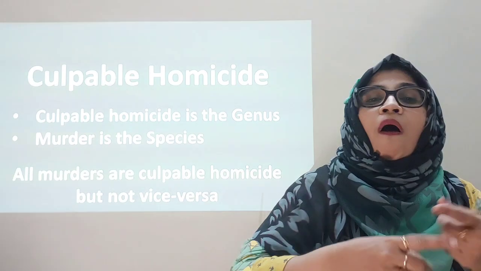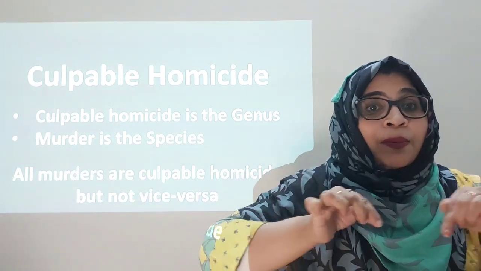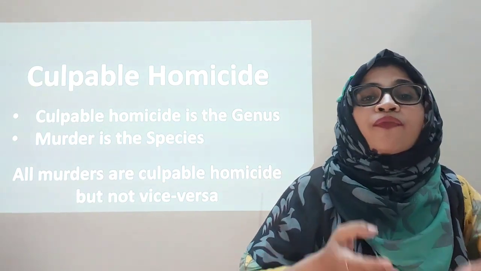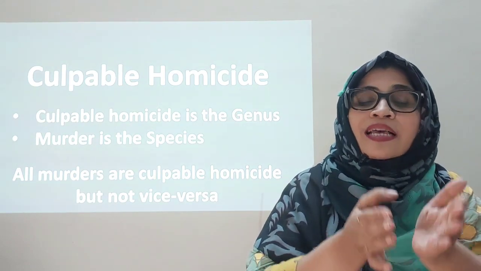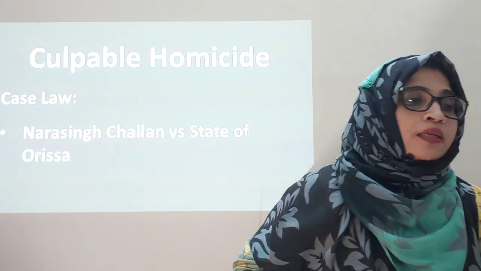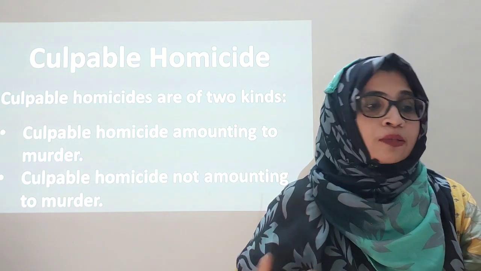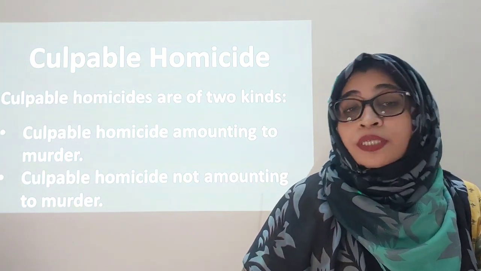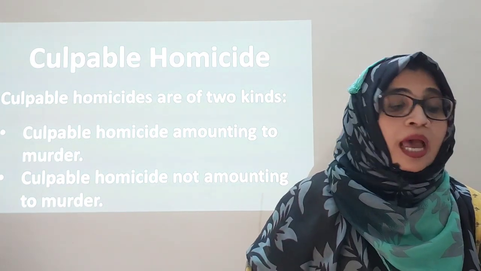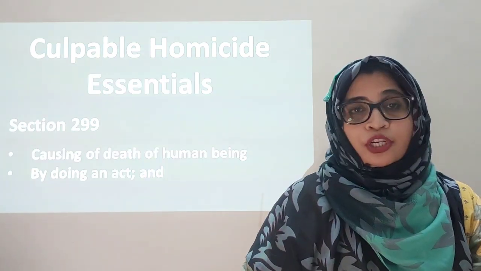So that's why all murders are culpable homicide, but all culpable homicides are not murder. Because it is culpable homicide, it is considered the main part of all the offenses. Now along with the sections we will discuss what is culpable homicide and what is murder. Culpable homicide is of two types. The first is culpable homicide amounting to murder, and the second is culpable homicide not amounting to murder. Now going to Section 299.